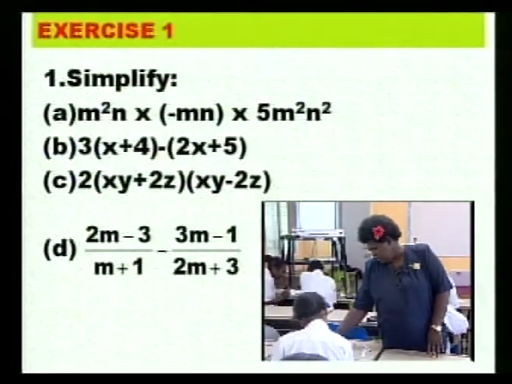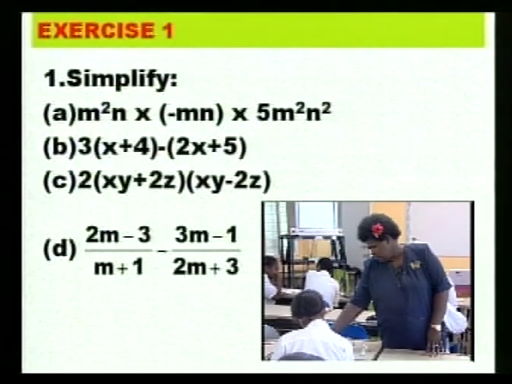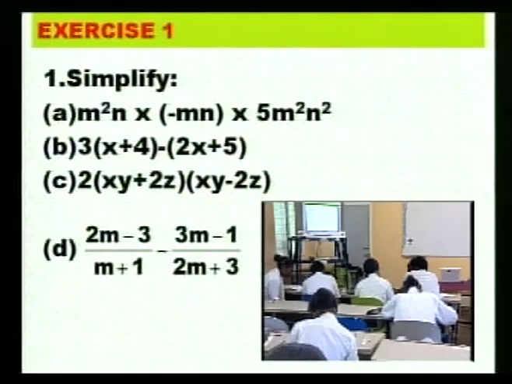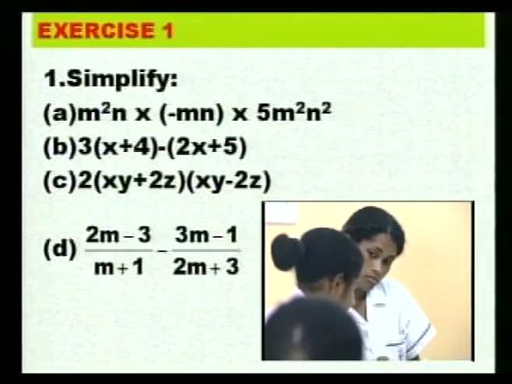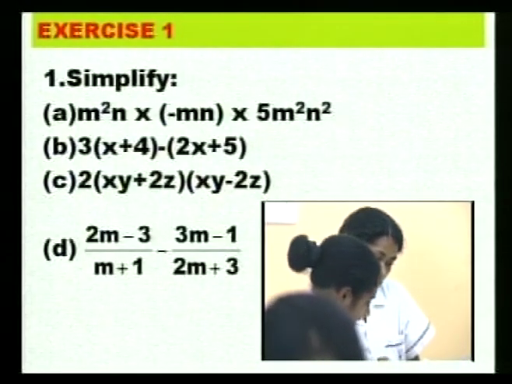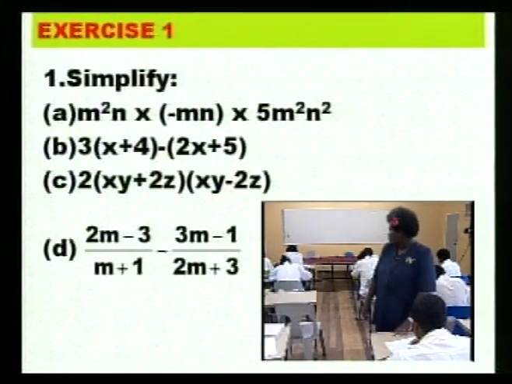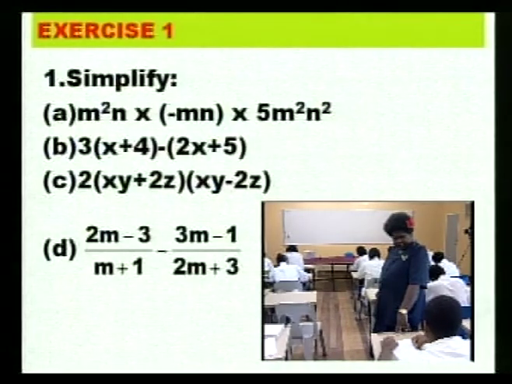Where's the LCM? You're supposed to keep the LCM because if you are subtracting, you're supposed to keep the LCM. It's not an equation, so the LCM does not disappear. That is not an equation, so you're not going to say x equals 7. Where's the equation? It just says simplify.